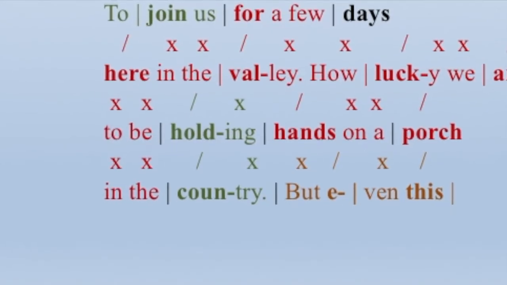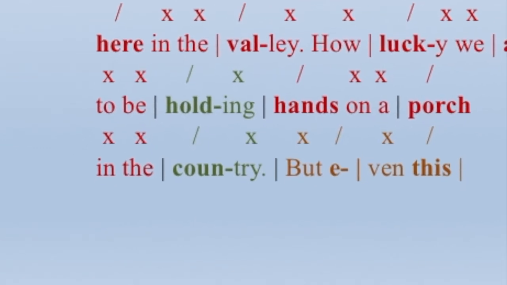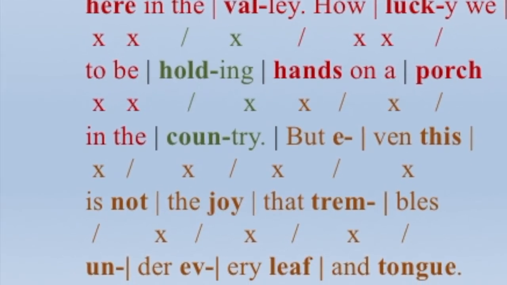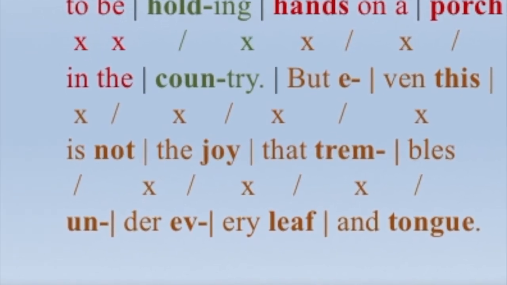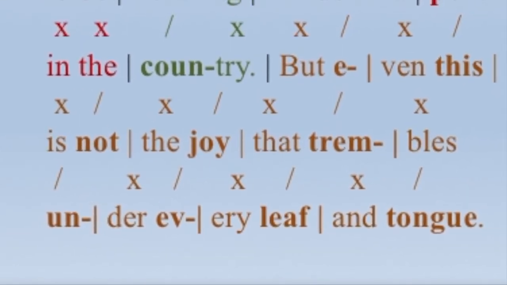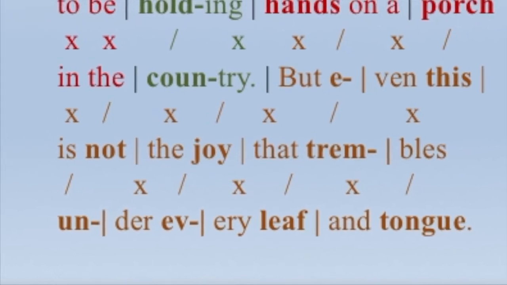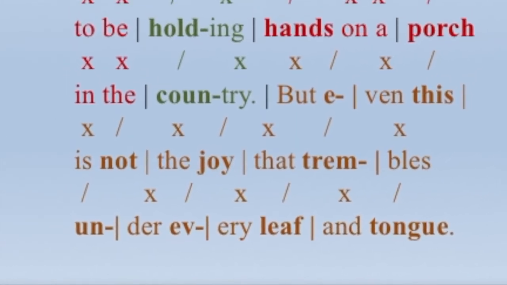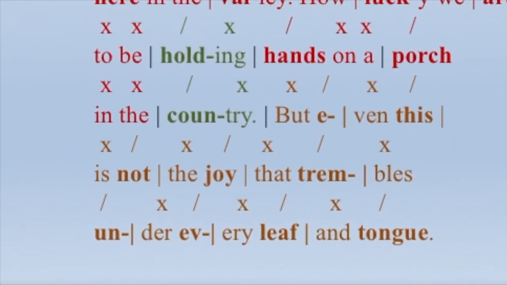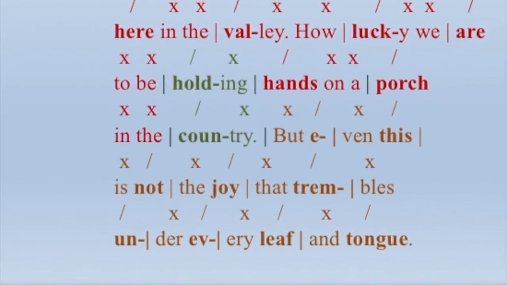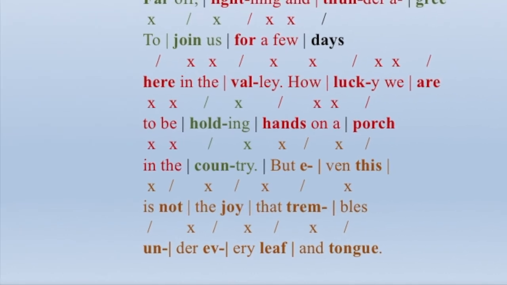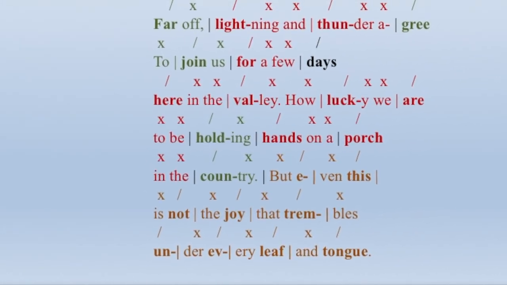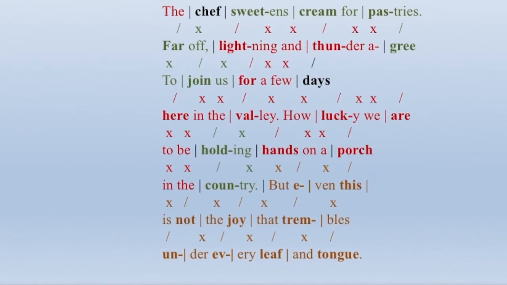But look what happens as we close the poem. But even this is not the joy that trembles under every leaf and tongue. Suddenly, the turn changes meter completely. We no longer have any of the 3 beats. We have a different kind of 2 beats, the standard iambic lines that can be considered very serious and very grave in the English language.